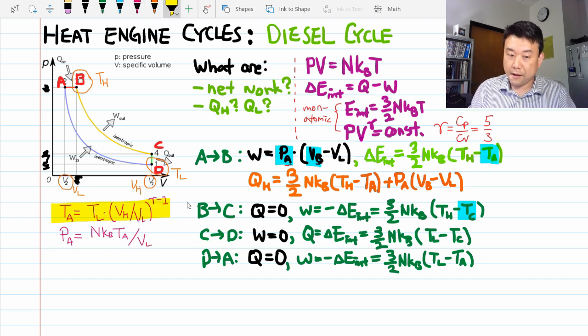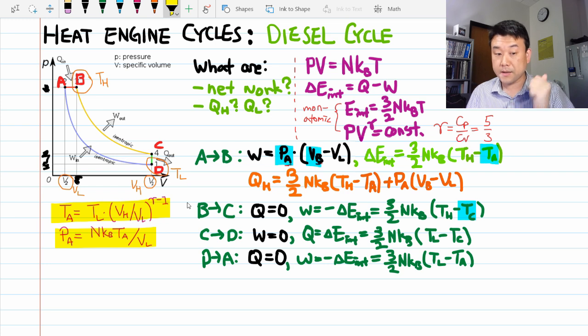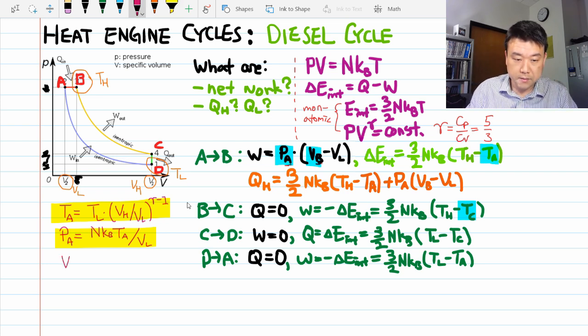Alright, so now I'm going to treat this as another known quantity. If I know pressure at A, then I know pressure at B, where I know the temperature. That means I can express the volume there. So the volume at B is, using the ideal gas law again, NkTH divided by the pressure at A, which is also pressure at B. Alright, so that's another known quantity.